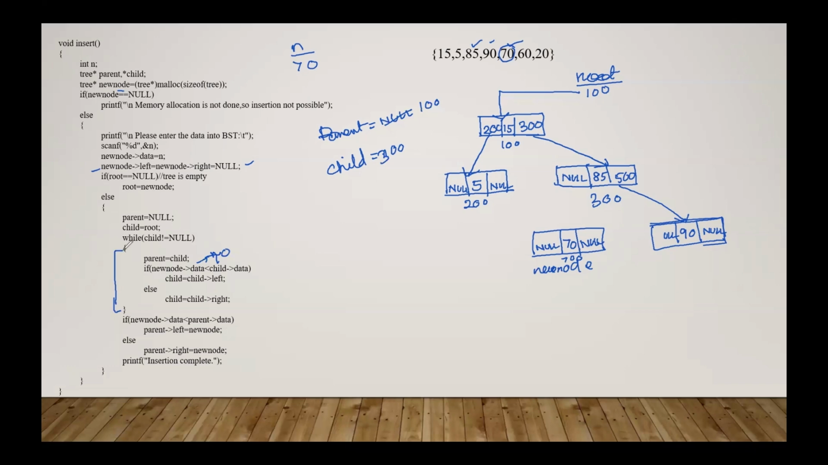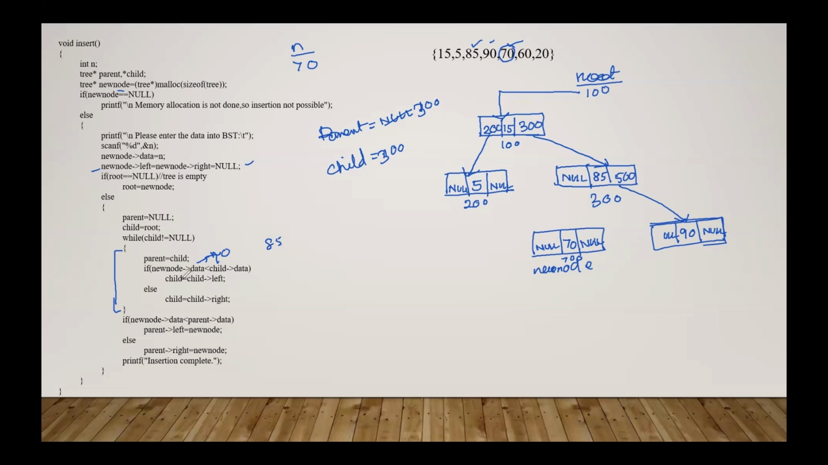Then child is 300, which is not equal to null. Yes, it is true. If it is true, parent equals child. Now the parent becomes 300. The new node data is 70. Is 70 less than the child data? 300's data is 85. Yes, it is true. If it is true, then what happens?